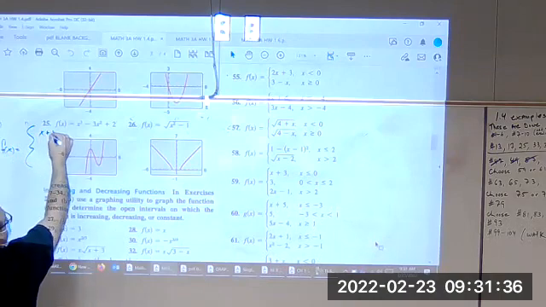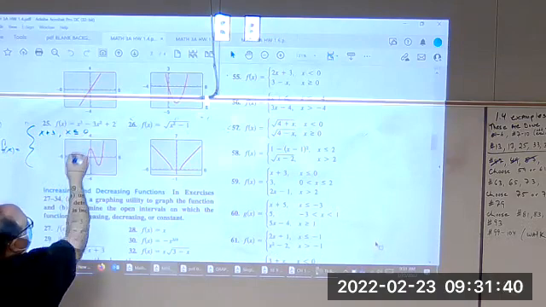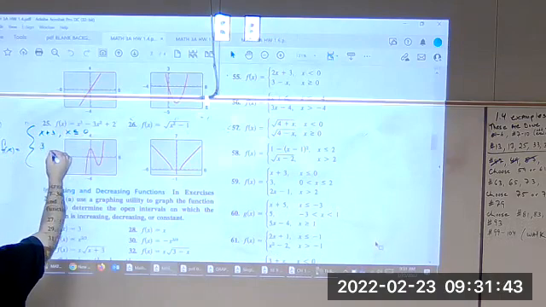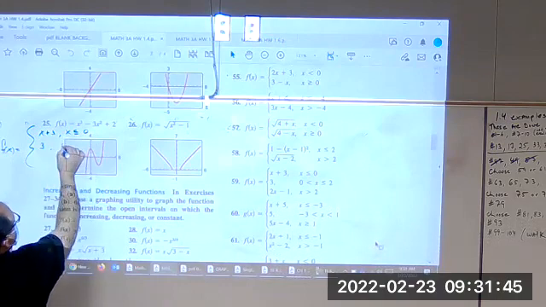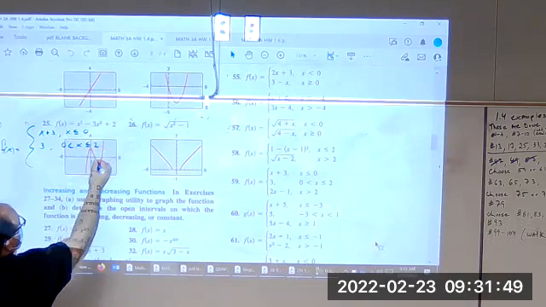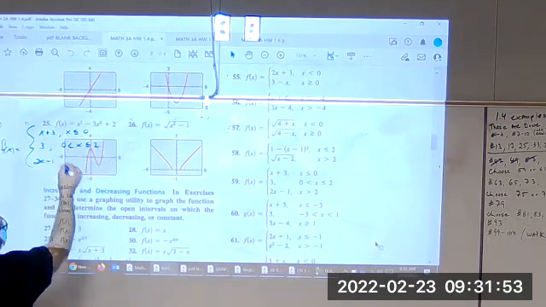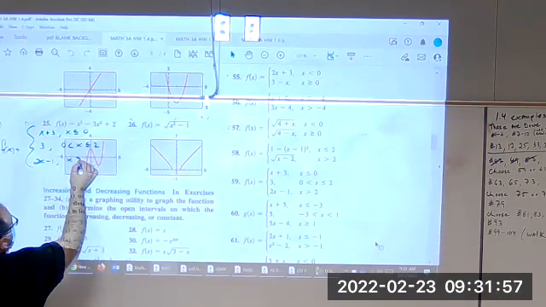It's equal to x plus 3 if x is less than or equal to 0. We get 3 if 0 is less than x and x is less than or equal to 2. And it's 2x minus 1 when all the x's are greater than 2.